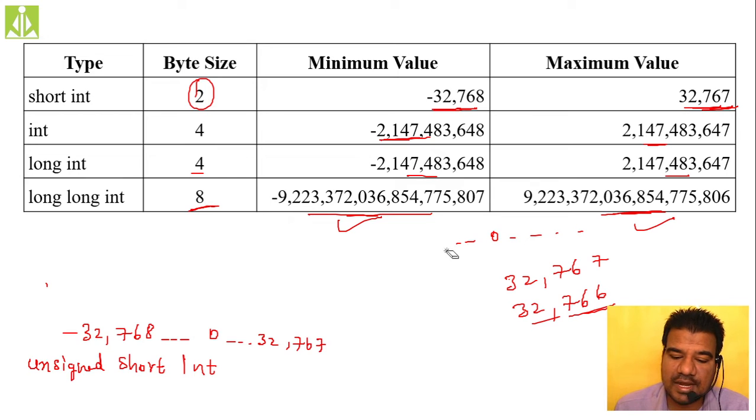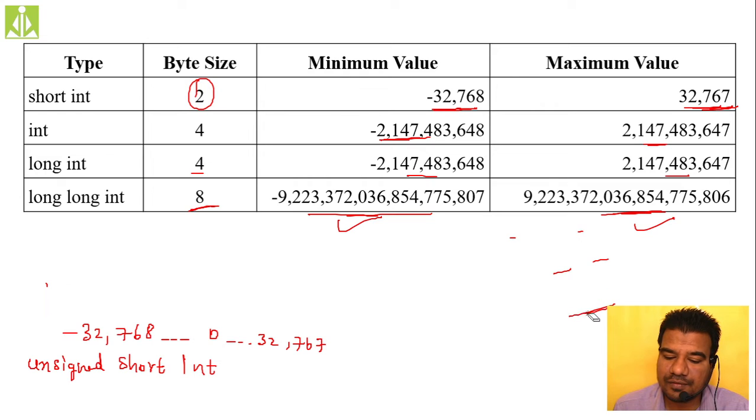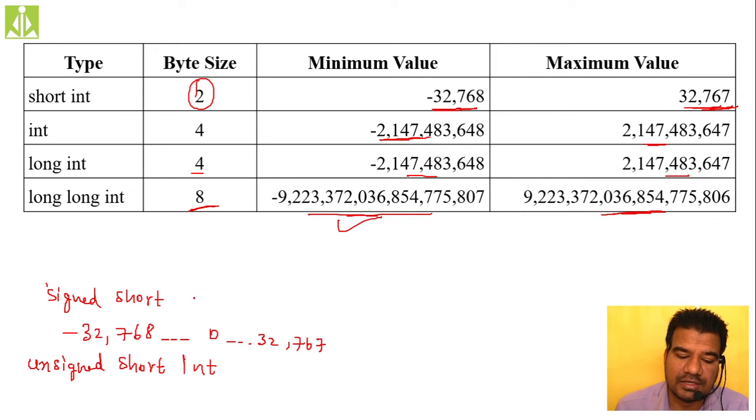If you are storing signed, you will get it like this. This is for signed. Once again I am writing signed short int. If you are declaring a variable like this, signed short int, or in short we can say signed short. If you're storing a short integer like this, signed short, then your range will be like this, positive as well as negative, both you will get.